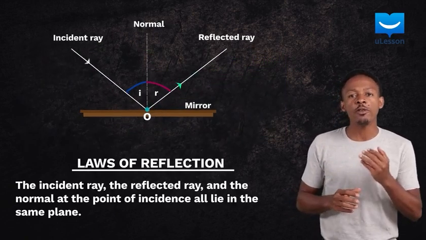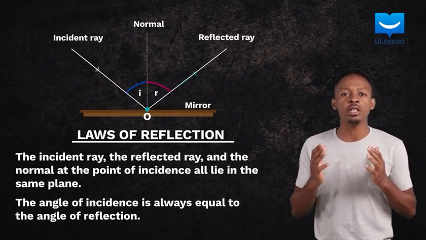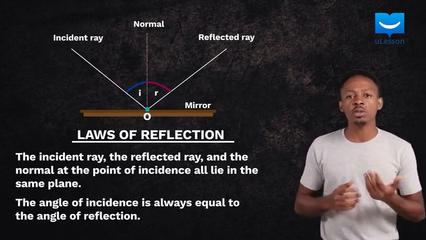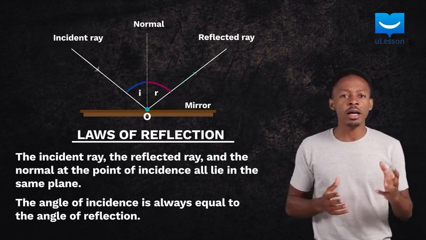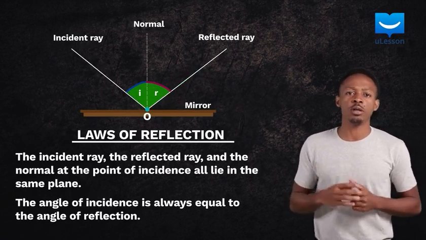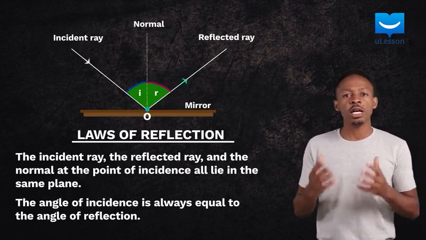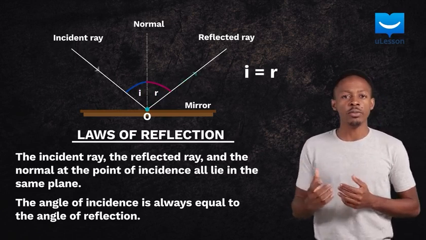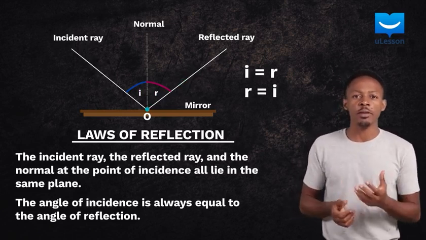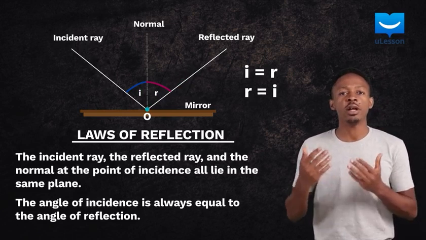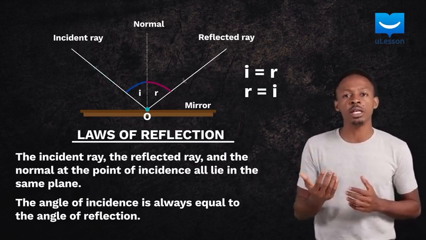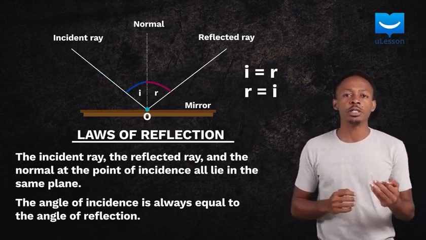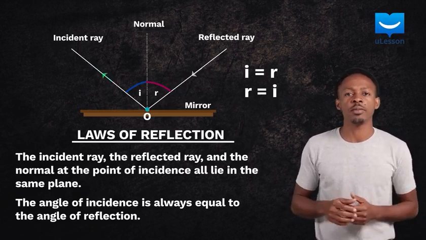The second law of reflection states that the angle of incidence is always equal to the angle of reflection, which means from our diagram, I is always equal to R. It follows that if I is equal to R, then R is equal to I. Hence, if the direction of light were to be reversed, the path followed will still be the same. This is known as the principle of reversibility.